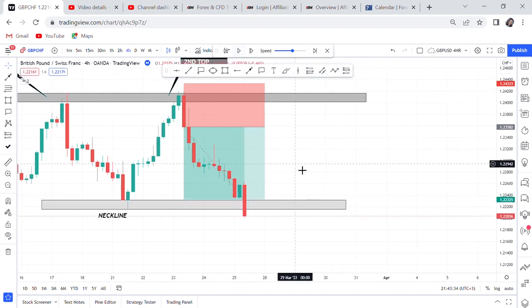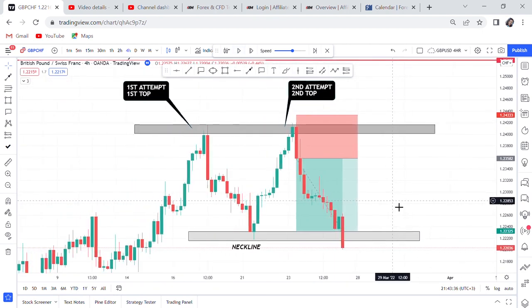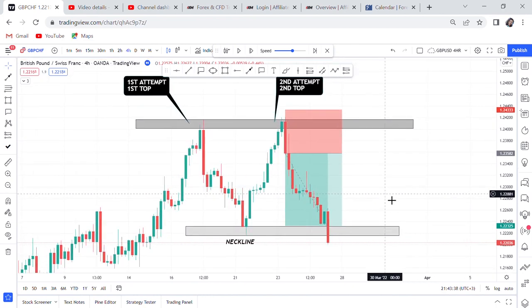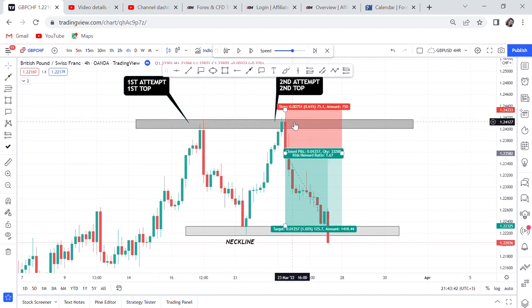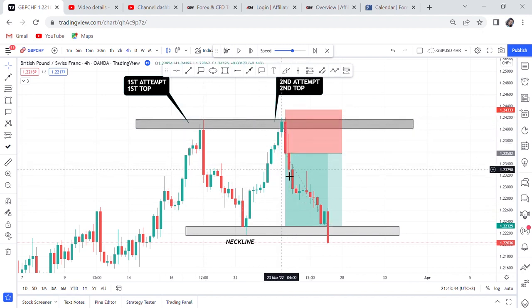So guys, what I can tell you is that the minute the market has given you a confirmation of entry, you just look for two candles. You look for a bearish engulfing.